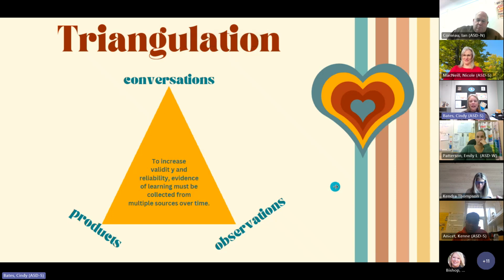There we go. Okay. So the next part of our assessment piece is triangulation. And so, of course, there's a triangle. There are three parts to this, and each one is equally important. And for the longest time, we focused very much on products. It was really about summative evaluation. And so we really want to look at conversations and observations as well. The conversation, for example, doesn't need to be between the teacher and the student. It could be peer to peer. It could be in group settings as well.